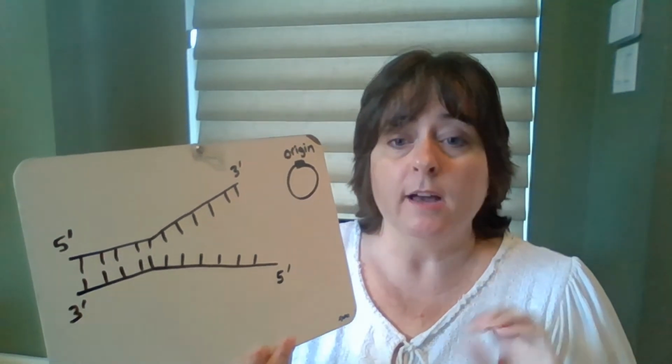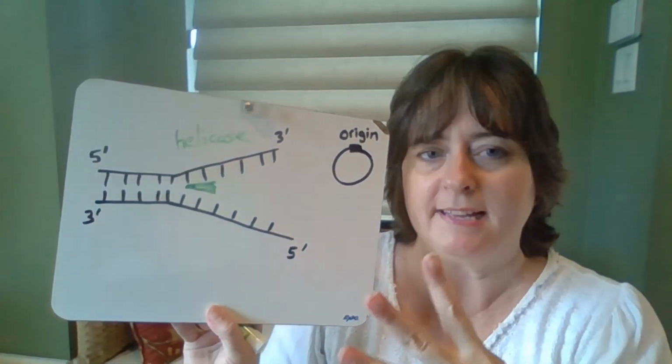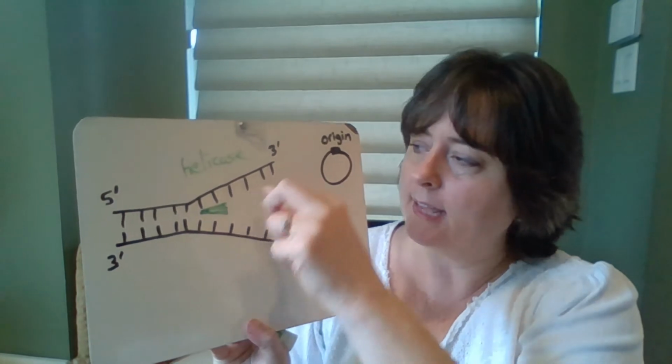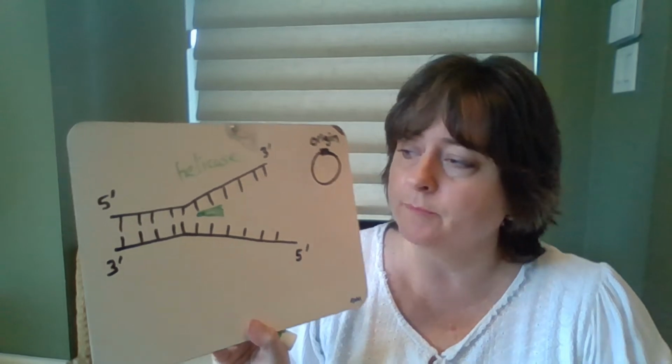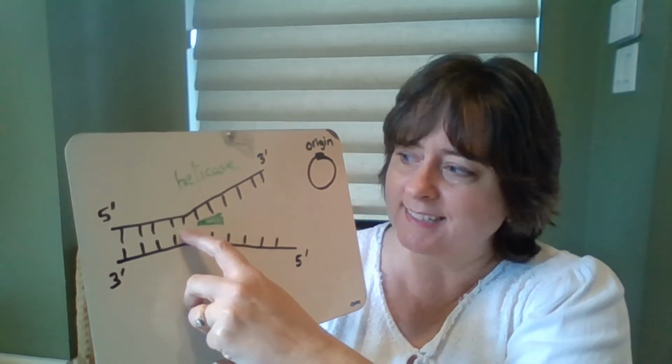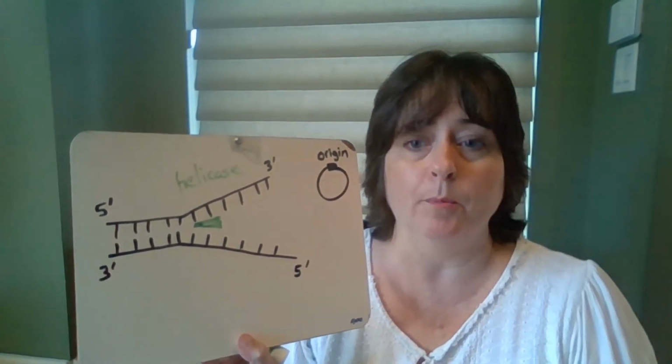How does this happen? The enzyme that starts this process is called helicase. Helicase is an enzyme that's going to find the origin, bind, and start separating the strands. Let me write the name of that in. The name of this enzyme is helicase. We know it's an enzyme, ACE, right? Helicase binds into the DNA and separates these strands by breaking hydrogen bonds. It's going to break one hydrogen bond at a time, and continue breaking hydrogen bonds until these strands are separated.